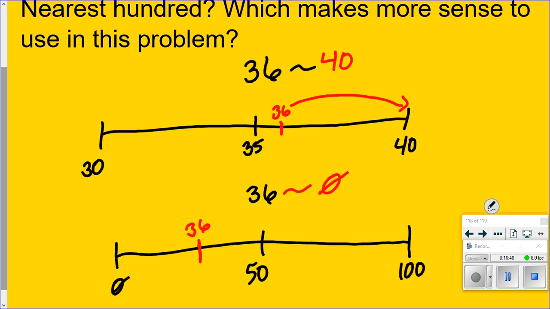The last question, now that we've rounded 36 to the nearest 10 and to the nearest 100, which estimation makes more sense in this problem? Which kind of estimation makes more sense? Shelby? 36 rounds to 40. Okay, why does rounding to the nearest 10 make more sense? Because it's only 4 away and the other one.